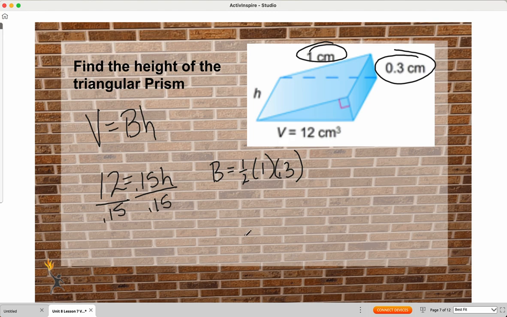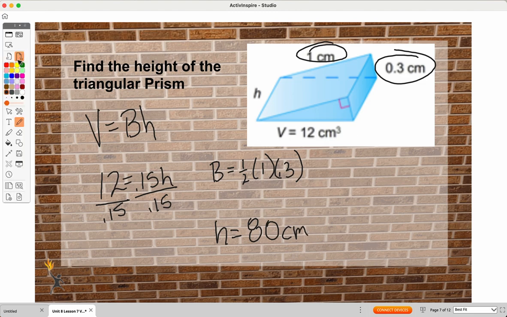And we get a width. Our height of this is 80 centimeters. While that doesn't seem like a very big amount, that's less than a meter, less than a whole yard. So our height is going to be 80 centimeters to have a volume of 12 cubic centimeters. That's what we need to do.